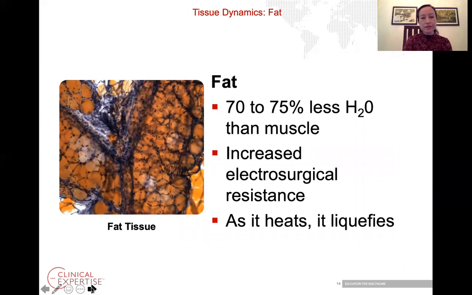What about fat? Since fat has up to 75% less water than muscle, it tends to be less conductive. So in clinical practice, you might notice that when you are operating with a monopolar energy device, such as a Bovie diathermy, the tissue effect is less on fatty tissues. In addition, when using ultrasonic energy, fat tends to liquefy as the energy is applied.